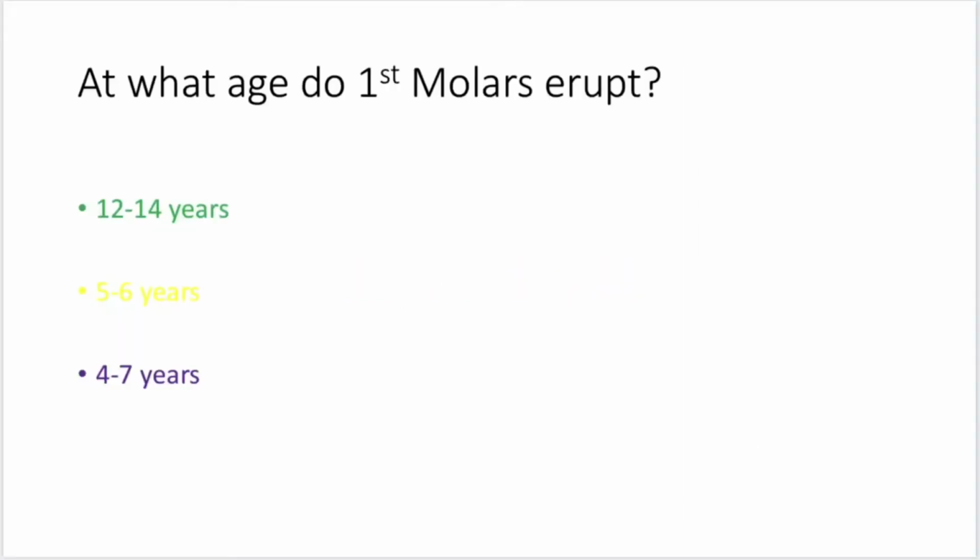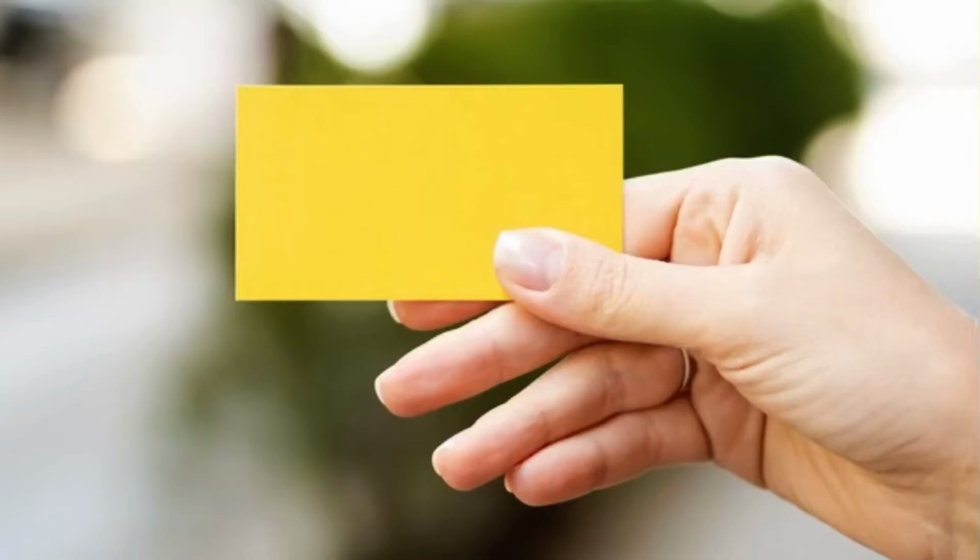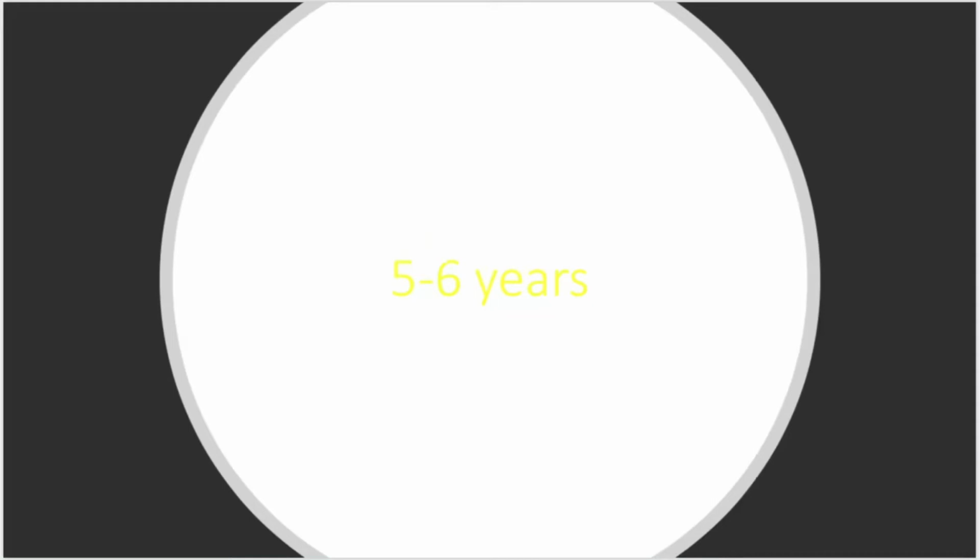Let's try another question. At what age do first molars erupt? 5 to 6 years is the correct answer. Some children develop sooner than others, and their teeth erupt earlier, and some develop later, but the age range for first molar eruption is between the ages of 5 and 6.